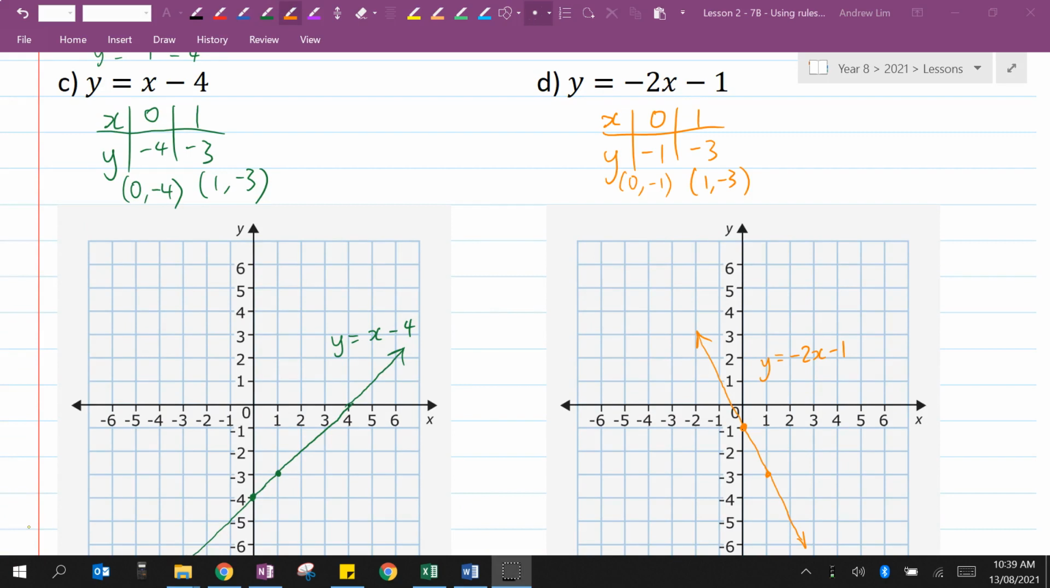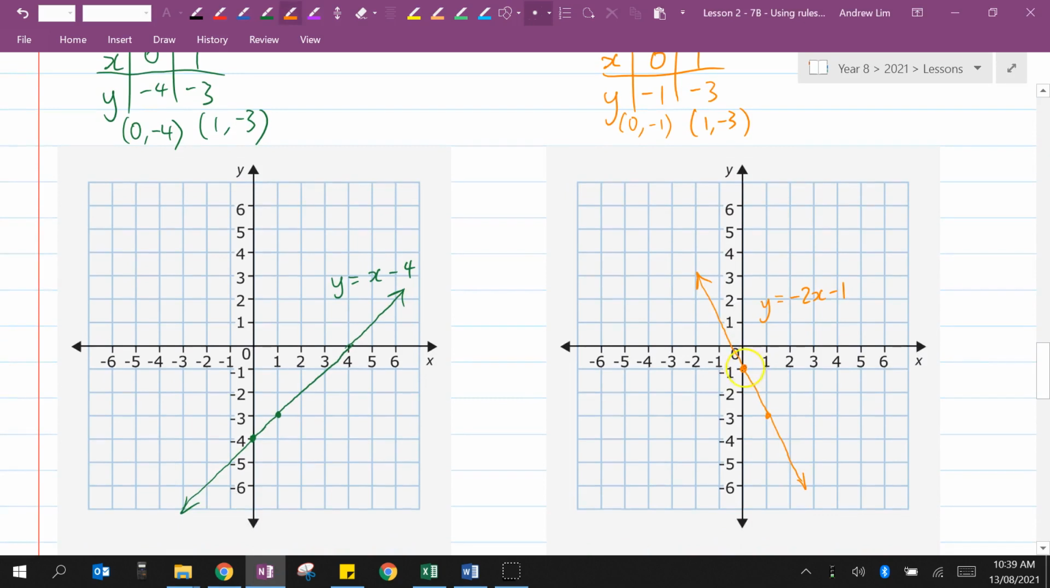I've done my table of values using 0 and 1 for x. That gives me 2 points: (0, -1) and (1, -3). I'll plot those 2 points on the graph below. (0, -1), (1, -3), and that's enough for me to graph a straight line.